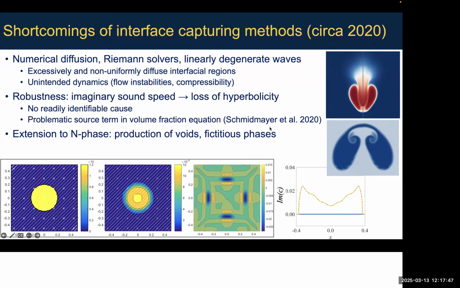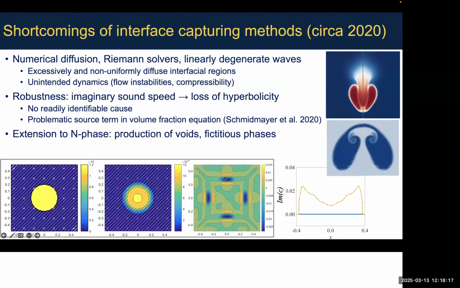If I jump to the bottom left for an even simpler problem, take a bubble that's just being advected in the flow for a few periods. This again shows the volume fraction. After some amount of time, you can see that not only is there diffusion on the interface, but that diffusion is not uniform. You can see parts of the interface that are thinner than other parts. That is problematic also for a number of reasons.